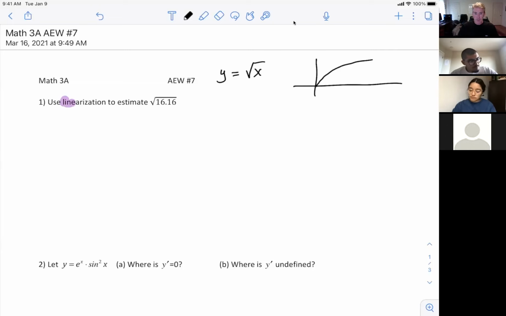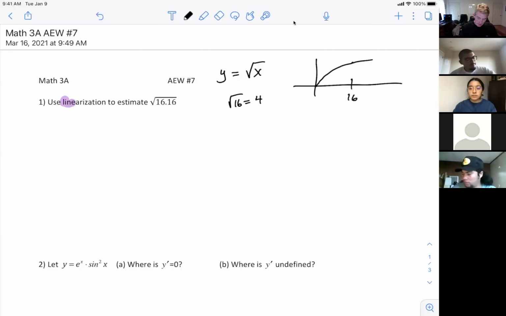And with the square root of 16.16, I don't know how to do that without a calculator, but I do know that the square root of 16 is 4. So then what I'll do is I'll use the 16, and where x equals 16, I'm going to find the equation of the tangent line.